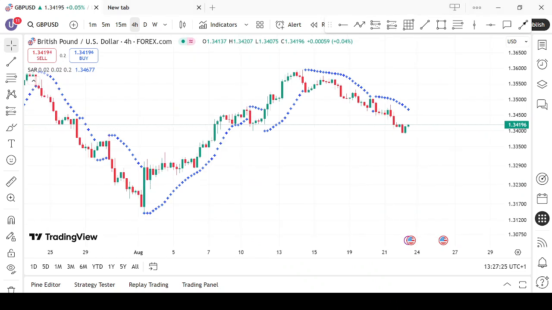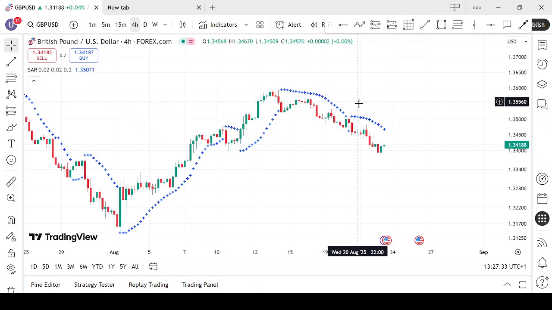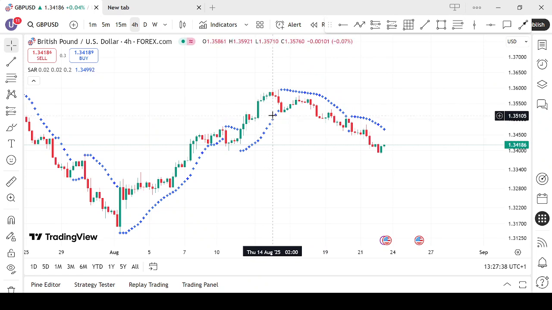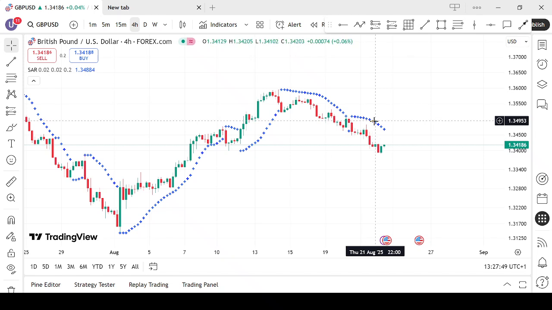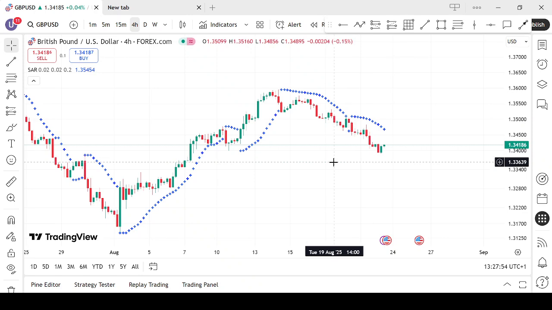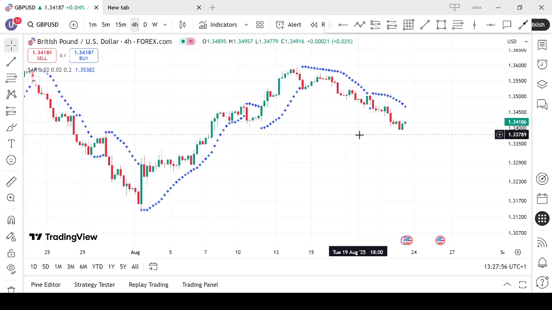the parabolic SAR appears as a series of dots positioned either above or below the price bar. The dot below usually indicates an uptrend. When you see the series of dots below, it indicates an uptrend, while when the dot is above, it indicates the price signal is to the downside. That's a downtrend. So, what makes the parabolic SAR particularly useful for swing trading is its ability to give clear visual clues and market momentum.